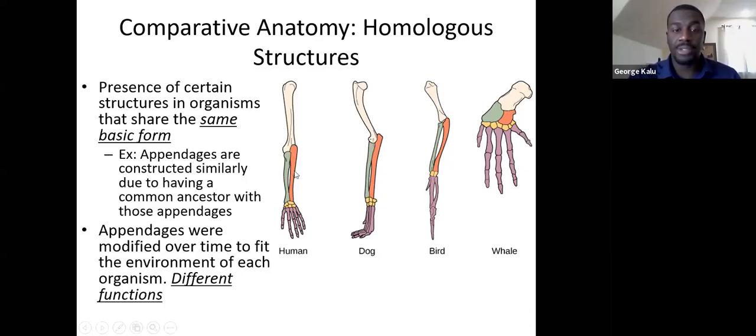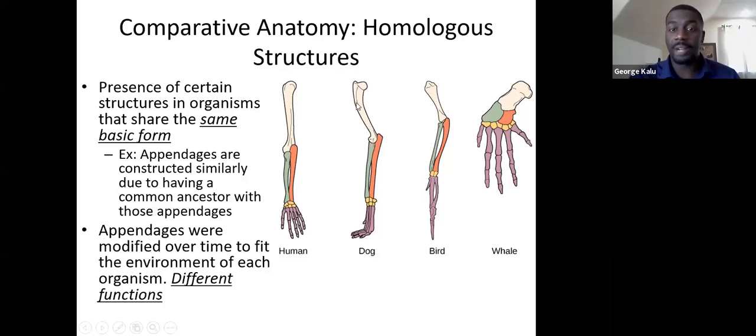Then you're going to have two bones that are adjacent to each other. You're going to have the wrist and then the phalanges. Okay. So that's what we see in humans. We have the humerus, the radius, and the ulna, the carpal bones, which make up the wrist, and then the phalanges, which make up the fingers.